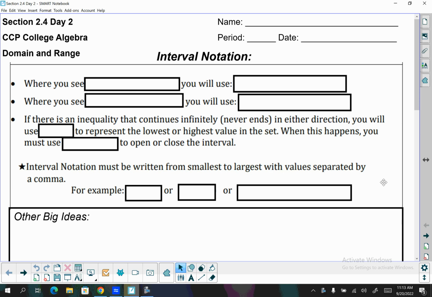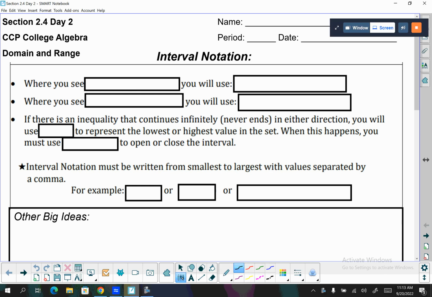X is between 3 and 5. You've done this with inequalities before. Now we're just going to use this notation instead. So we're going to talk about how one can transfer to the other.